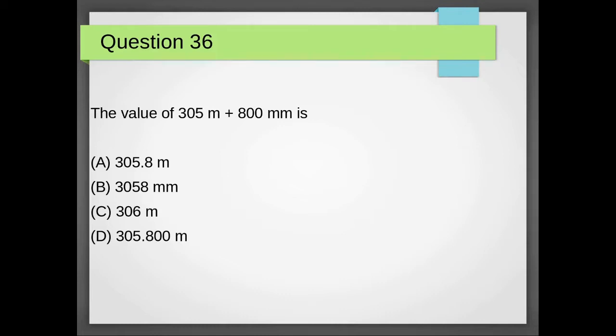So the answer I get by adding these two is 305.8. Now since I have to retain only 3 significant digits, I have to round it off, and when I round off the decimal place, I have to add 1 to the units place, and hence the number becomes 306, which is option number C.